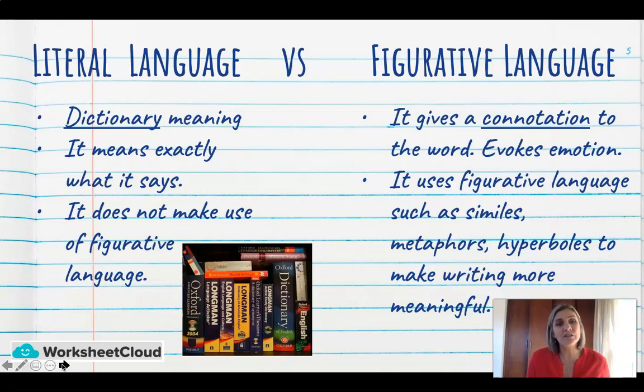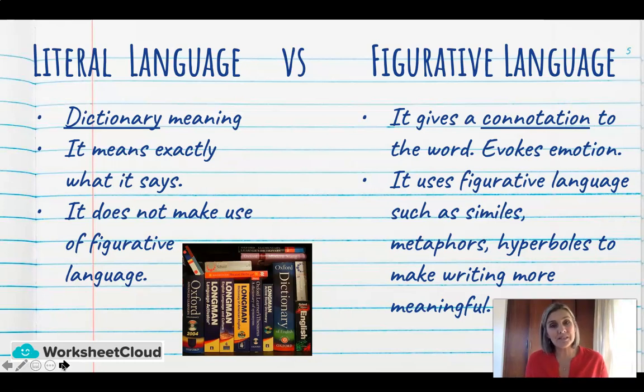And then we move on to literal language versus figurative language. And literal is the dictionary meaning. So taken straight out of the dictionary, it means exactly what it says. It doesn't make use of any comparisons that you have to think about and work out. As it's in the dictionary, that's what it means.